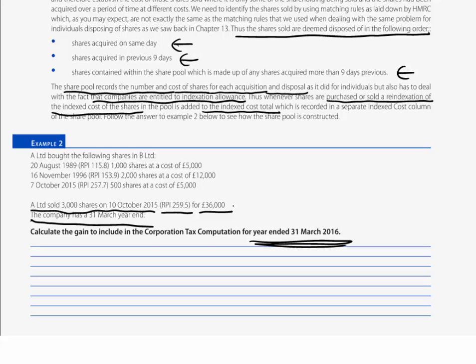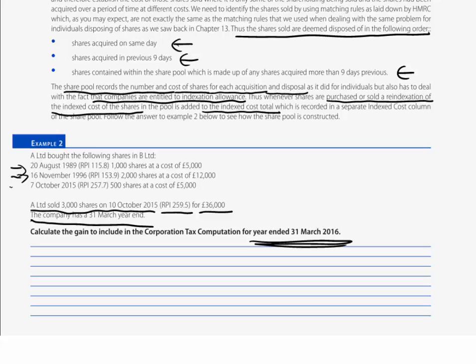So what are the purchases of those shares in B Limited? We are told we've got, firstly, here, remember we're dealing with A Limited as regards the disposal, and A Limited bought the following shares in B Limited. Go all the way back to August 89, when we bought 1,000 shares at a cost of £5,000. Very clearly that is not the same day nor the previous 9 days, so those shares will go into the share pool. We've then got November 96. Again, those shares will go into the share pool.